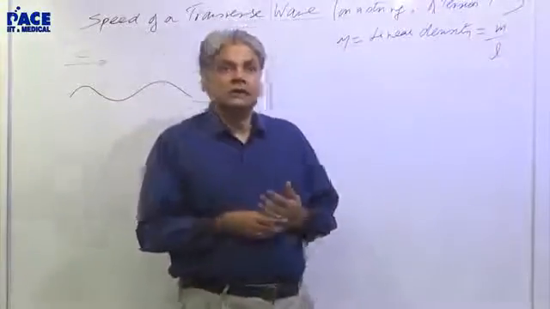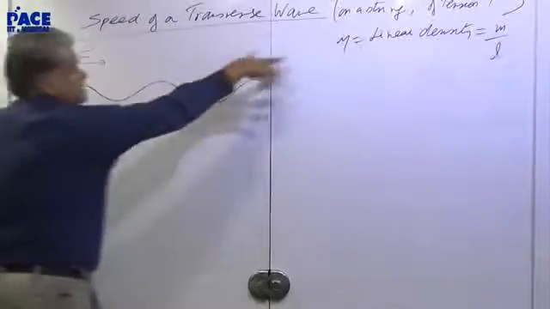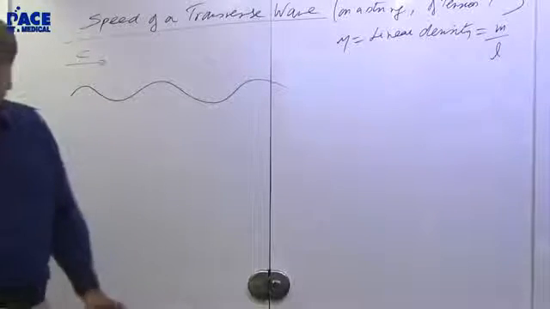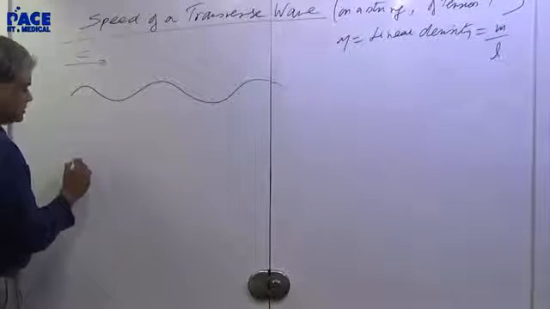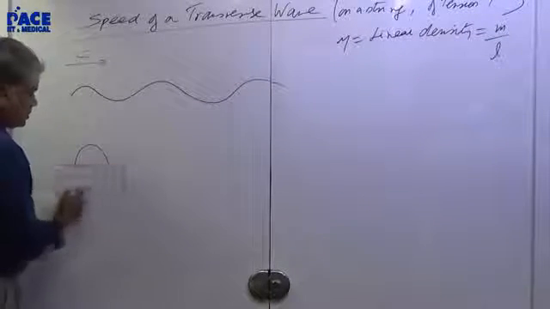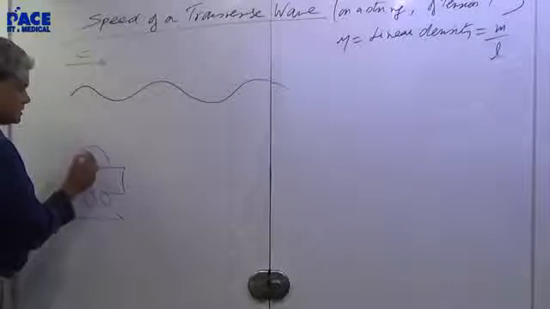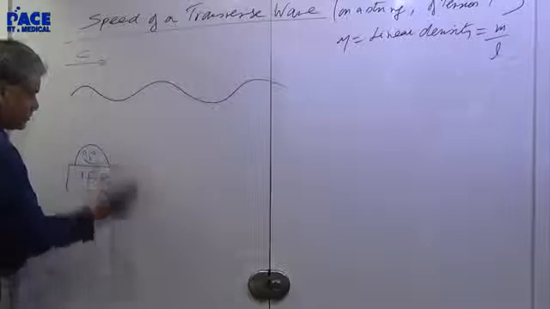So, let's imagine you have a string which you are shaking and the wave goes like this. Let's say the wave speed is c. Now, let us say this is being watched by a person who is also moving with the same speed. So, this is the observer. We'll call it the IFR.